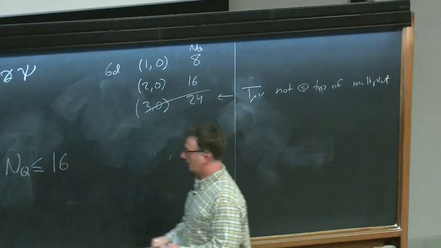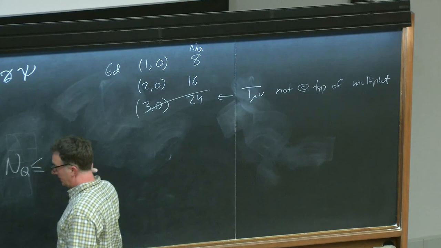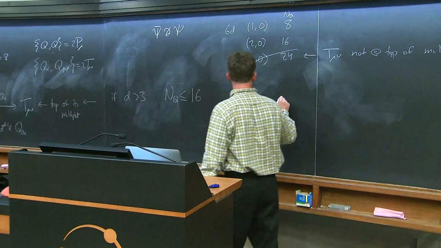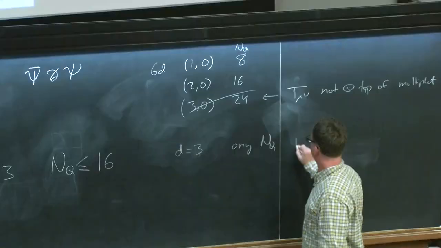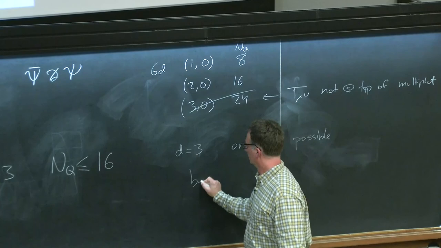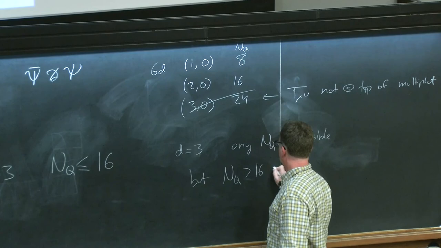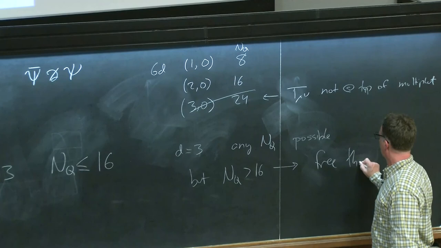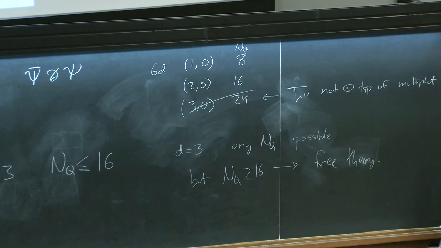Here I put, this thing about the dimension having to be bigger than 3, D equals 3 is an exception. In D equals 3, we can have any N_Q as possible. And if N_Q is bigger than 16, it's necessarily a free theory. So we can write down a free field theory with arbitrary numbers of supersymmetries in 3 dimensions, but we can't write down an interacting version.